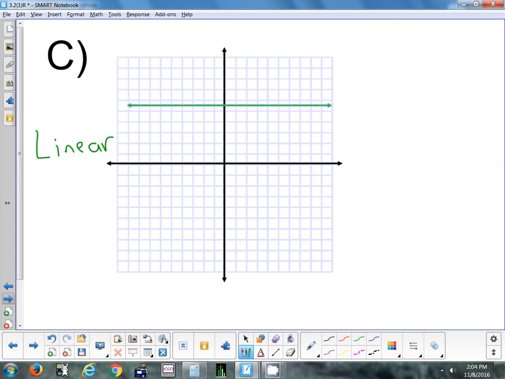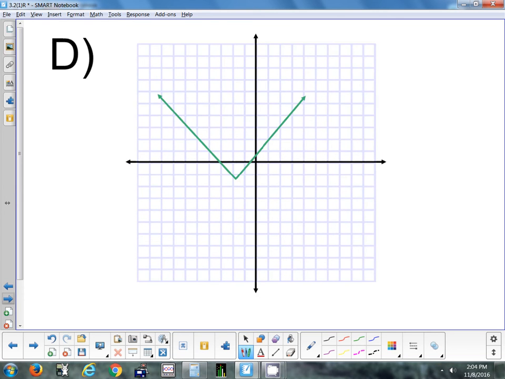All right, so this is going to be linear. Again, all my x's are different, and if I did the vertical line test, I'm not going to overlap at all. I'm not going to hit twice. I'm only going to hit one time every time I pull it through. So that's going to be linear. Example D.